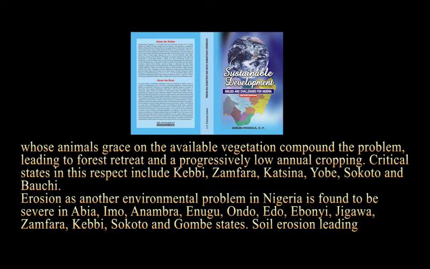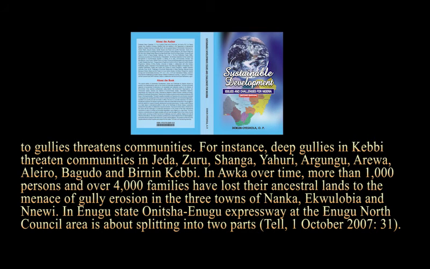Erosion as another environmental problem in Nigeria is found to be severe in Abia, Imo, Anambra, Enugu, Ondo, Edo, Ebonyi, Jigawa, Zamfara, Kebbi, Sokoto and Gombe states. Soil erosion leading to gullies threatens communities. For instance, deep gullies in Kebbi threaten communities in Jega, Zuru, Shanga, Yauri, Argungu, Arewa, Aleiro, Bagudo and Bunza in Kebbi.